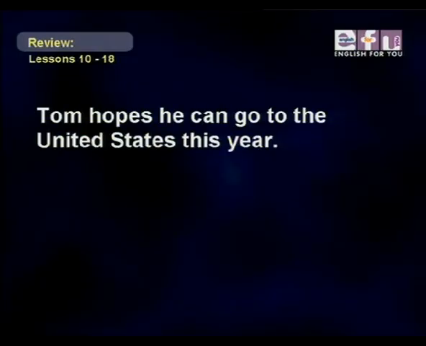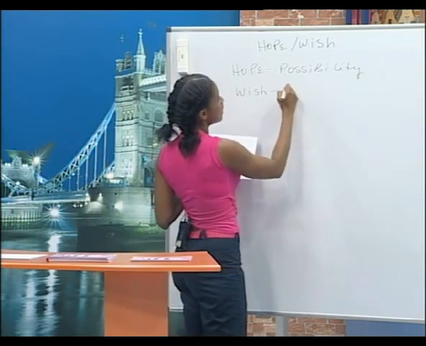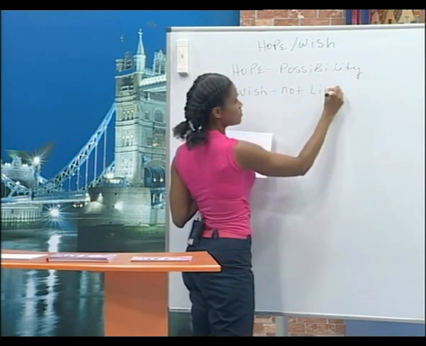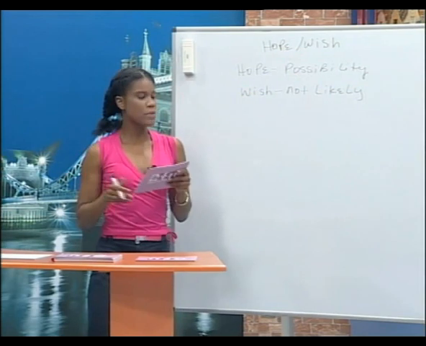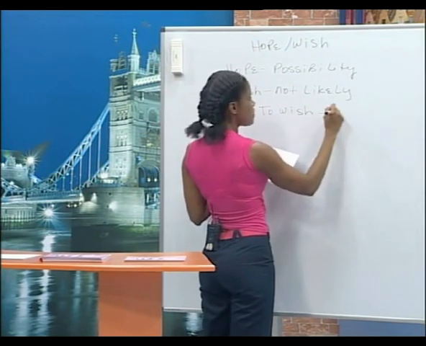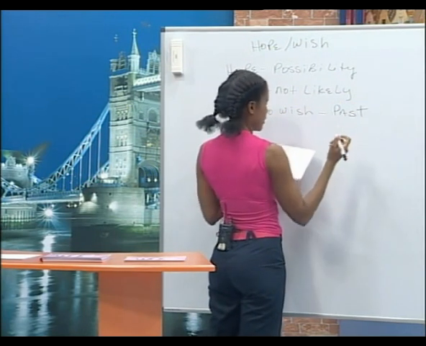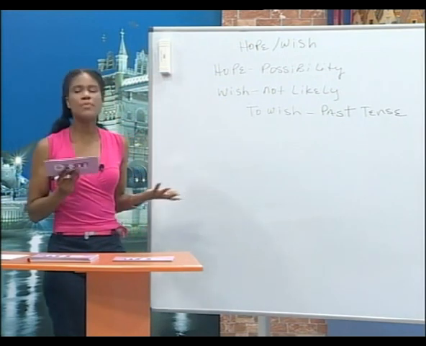With the verb hope, there is possibility that things will happen. Okay, so for example, Tom hopes he can go to the United States this year means there is a possibility he can go. But with the verb wish, it's not likely, not probable that it will happen. So, Tom wishes he could go to the United States this year means there is little or no possibility that he could go. Okay, when we use the verb to wish, we use the past tense of the verb following it. This is to show the difference between reality and non-reality or fantasy.